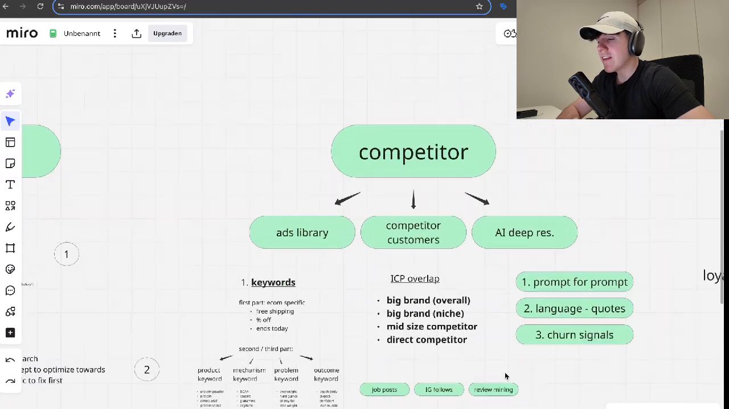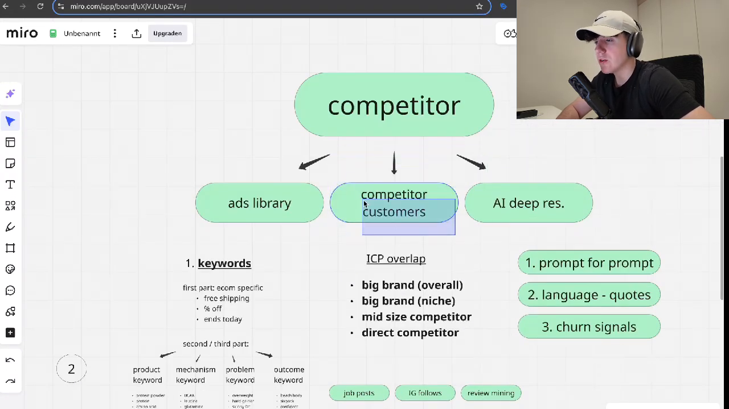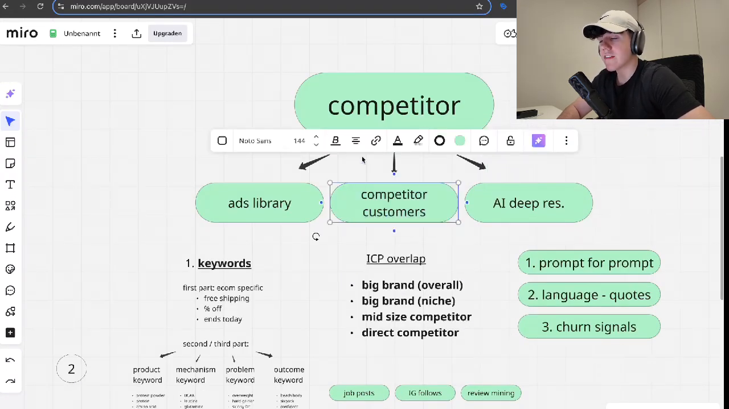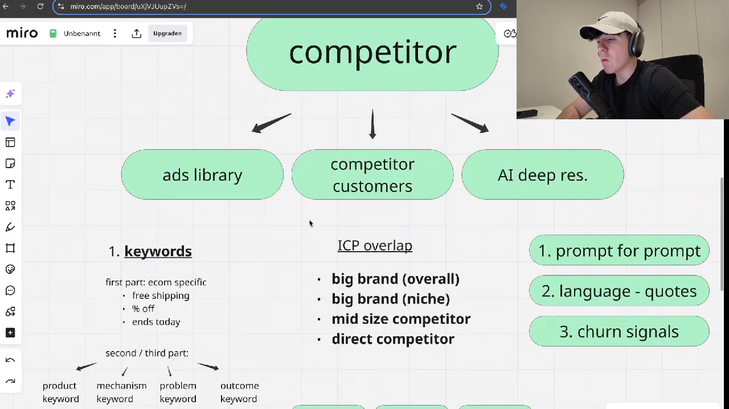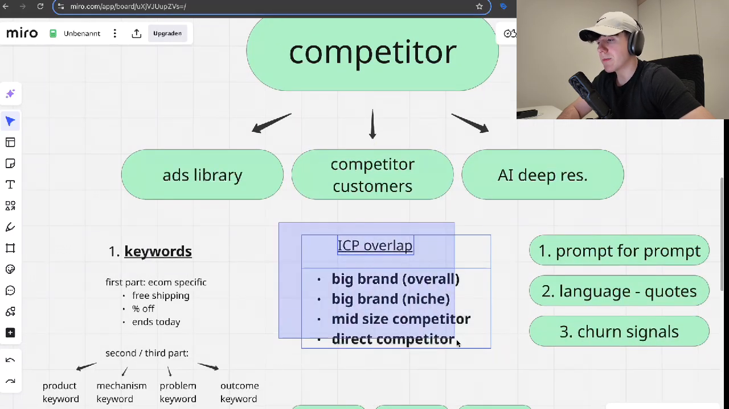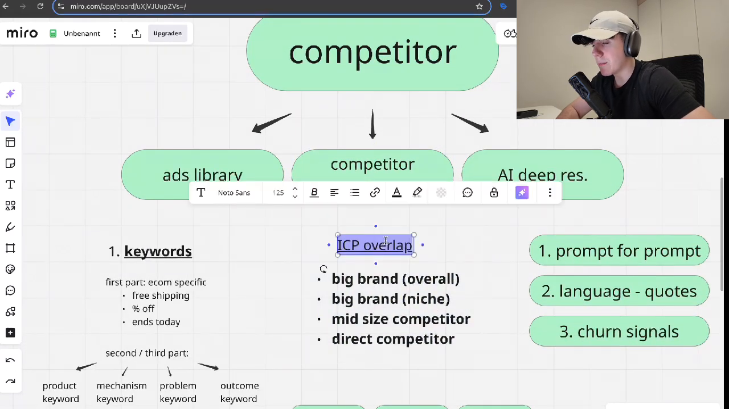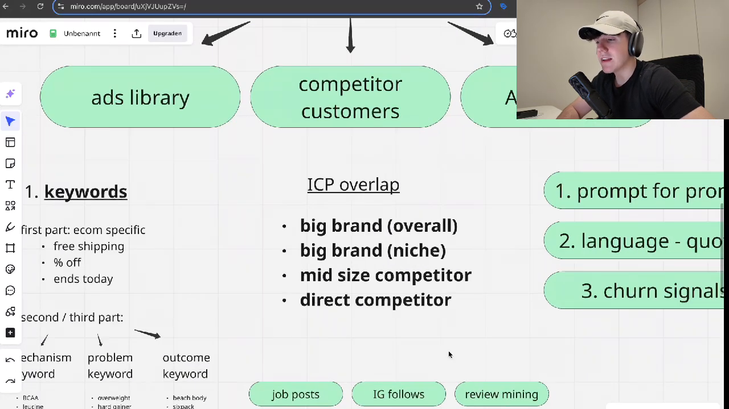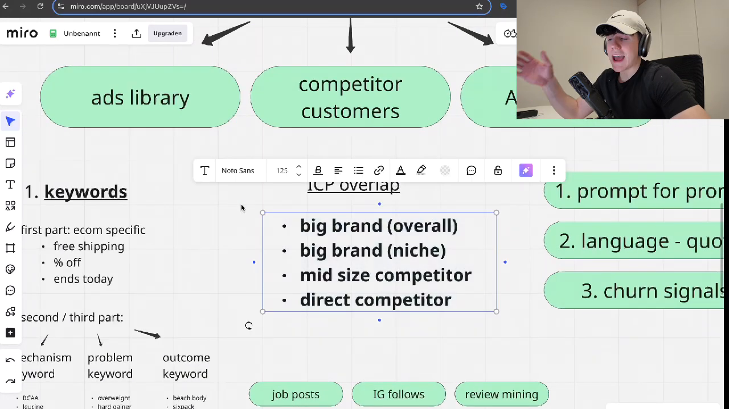Okay. So the second type of research you're going to do is the competitor customer research. What you want to look at first is whether you have something called an ICP overlap. This is specifically to segment the brands into different categories.